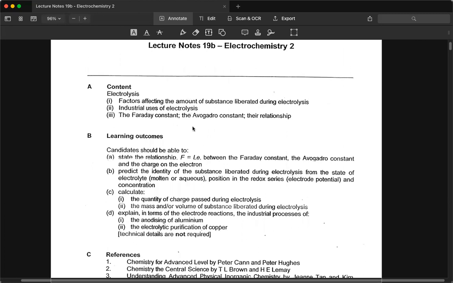Now, this will be the content for today's lesson. We'll be covering the factors that affect how much substance could be liberated during electrolysis, looking at some industrial uses of electrolysis and the relationship between Faraday constant and Avogadro constant to solve problems.